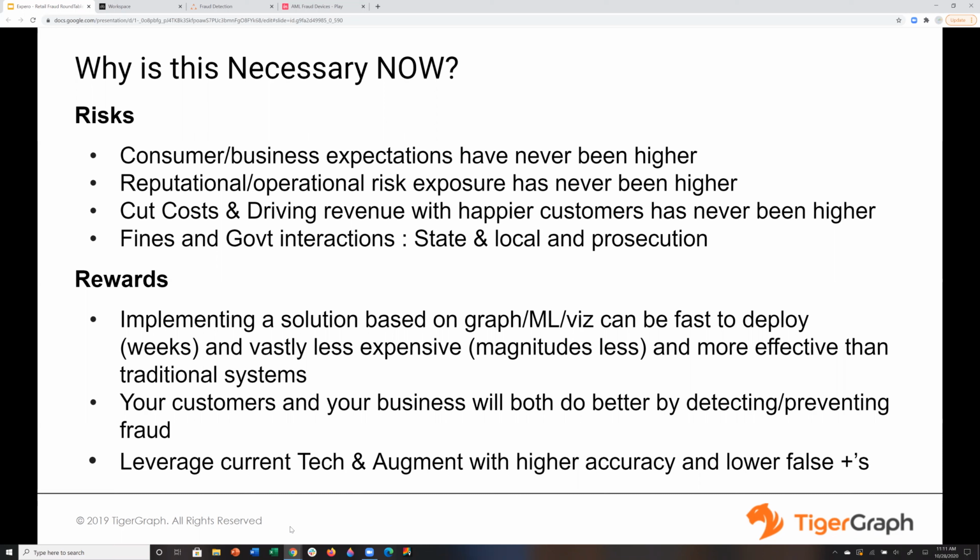But then, the wonderful thing here is that we can leverage current technology and approach and augment it with higher accuracy and lower false positives. So you don't have to rip and replace. You don't have to get rid of anything today. What you can do is leverage what you already have learned from your current traditional and legacy systems to achieve better outcomes and better results. Next slide, please.